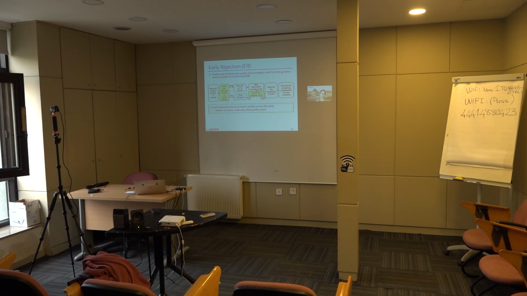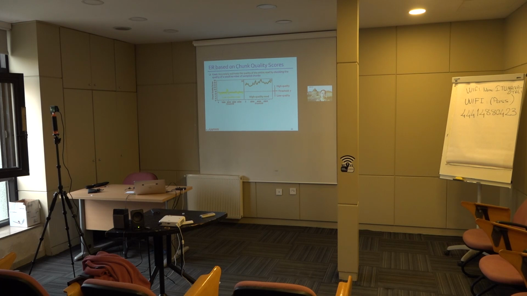So as you can see here, early rejection includes two sub-techniques. Early rejection based on the chunk quality scores, and early rejection based on the chunk mapping scores. So let me go a little bit deeper into these two techniques.